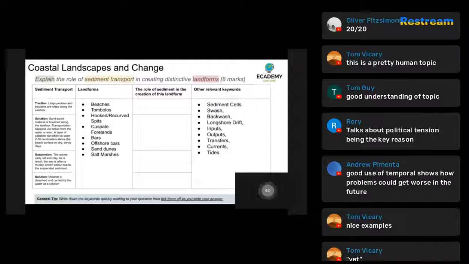But also remember keywords, key terms like sediment cells, swash, backwash, longshore drift, which I'm pretty sure everyone in this room tonight is going to refer to. Inputs, outputs, transfers, currents, tides. Those words are generally less well used.